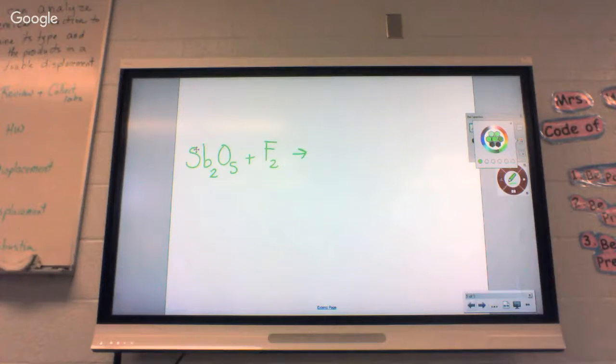There's a subscript fault. So, Sb2O5 plus F2.